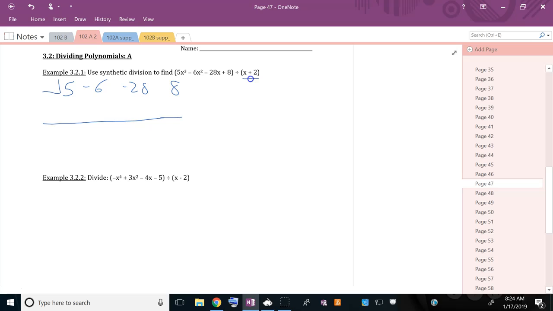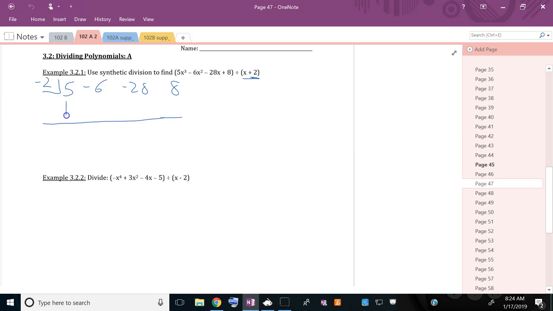Now, my divisor is x plus 2. I'm going to take the opposite of the number with the x. So since it's a positive 2, I'm going to put a negative 2. And it is important that we do put the opposite there.